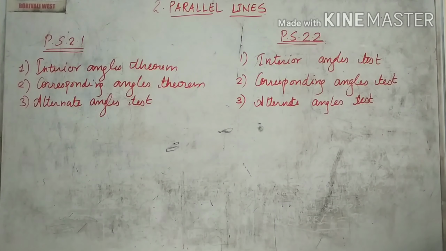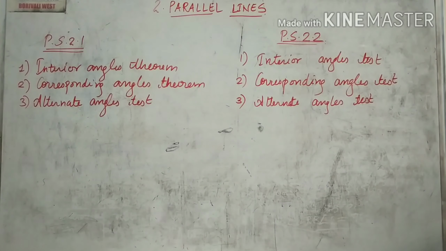What these three meant was that if the two lines are parallel, and if there is a transversal, then according to this theorem, the addition of the interior angles is going to be 180 degrees. That was the first theorem.